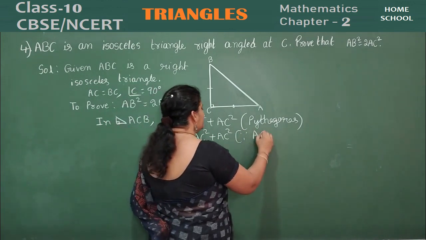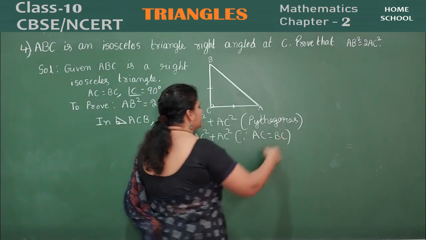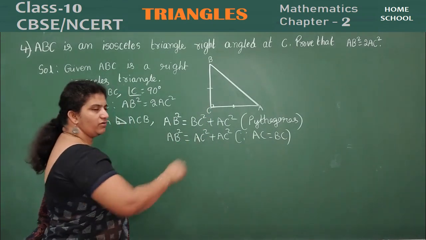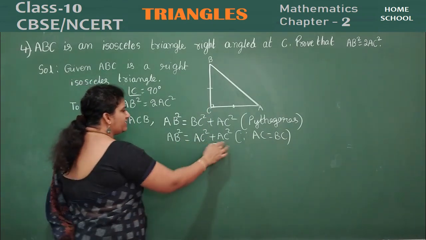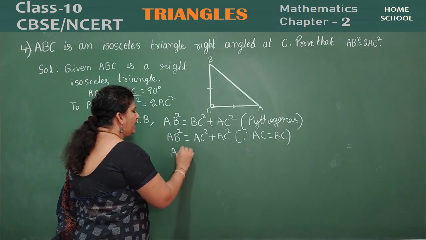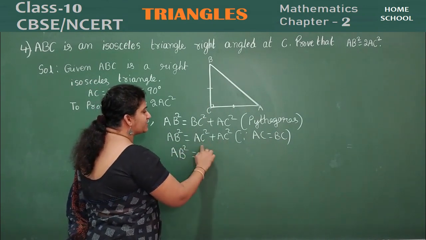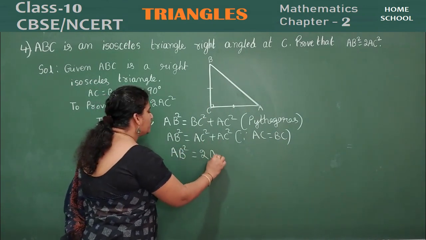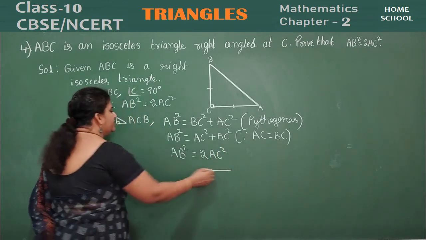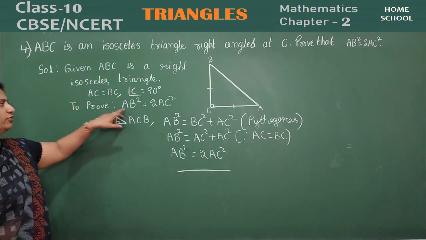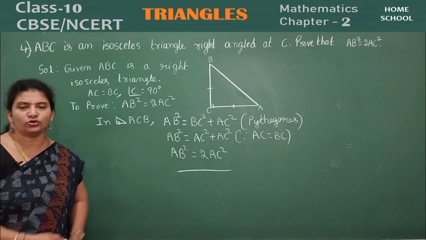Therefore, AC is equal to BC. I have substituted. Or BC equal to AC. Now add these two. AB square is equal to AC square plus AC square, which will be 2AC square. This is the proof we need to prove. AB square is equal to 2AC square.